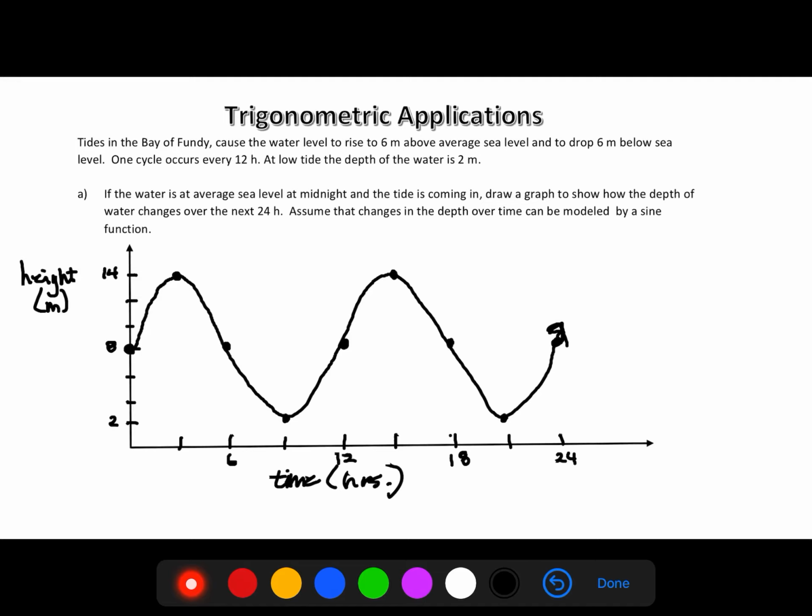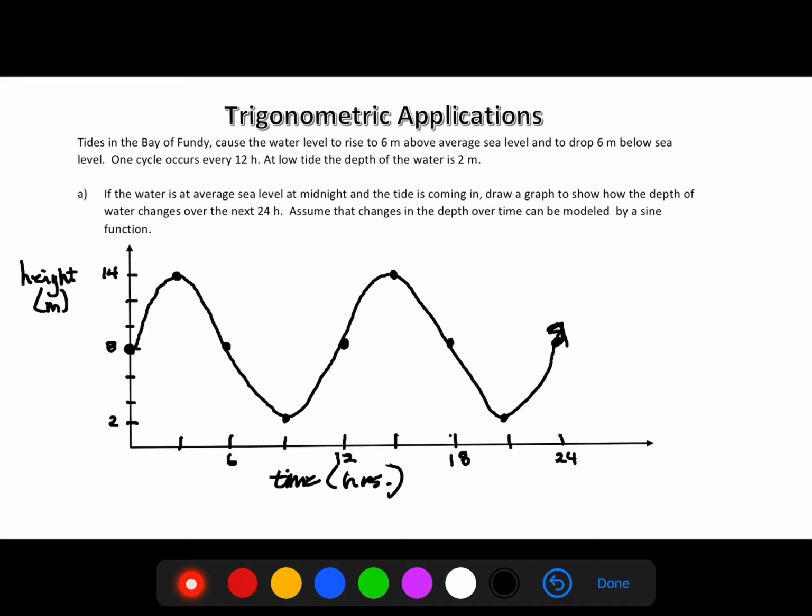So our nice, round, smooth curve for sine, and we know that that arrow is going to continue. Okay, so now we have our graph.